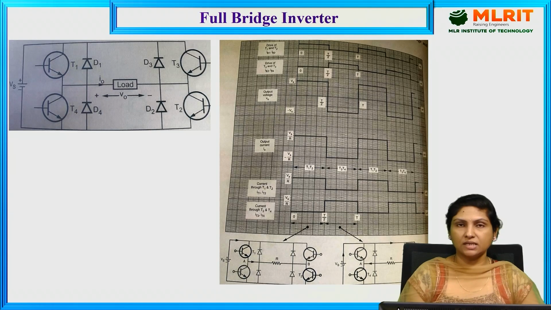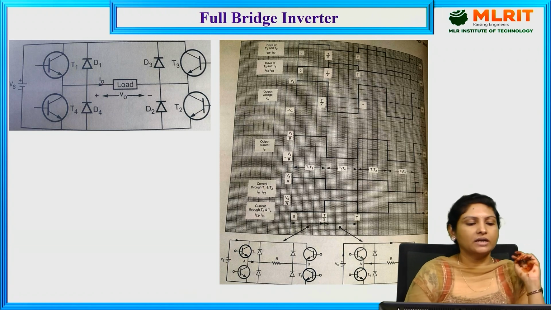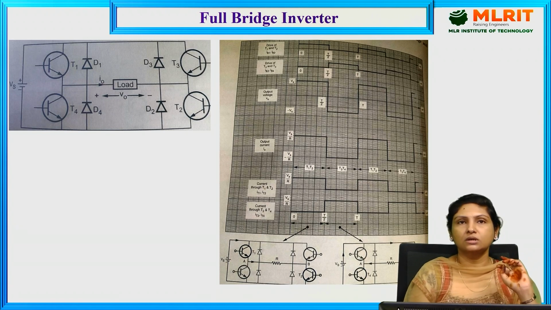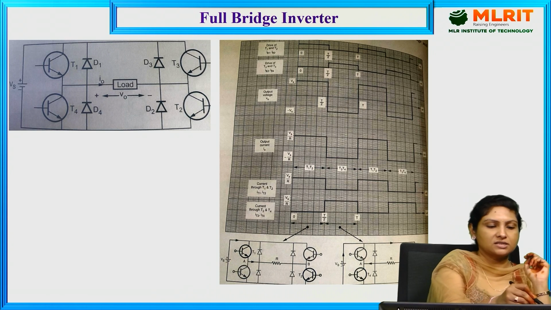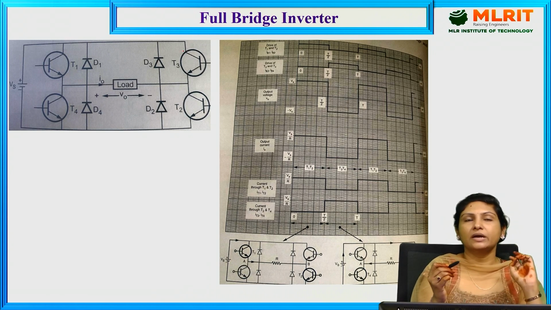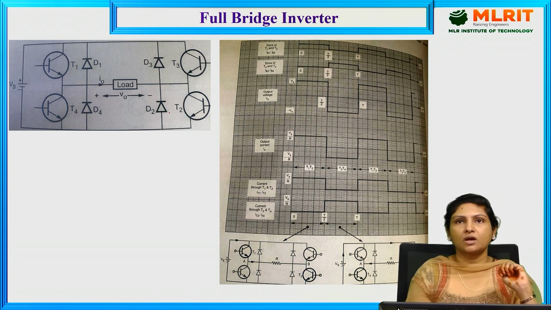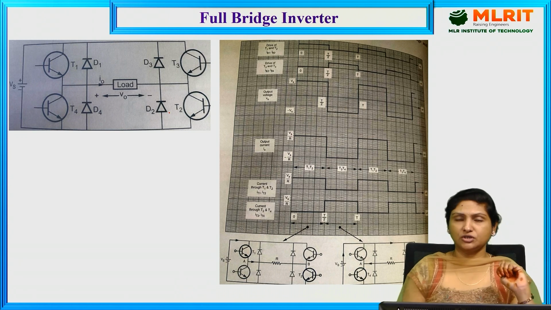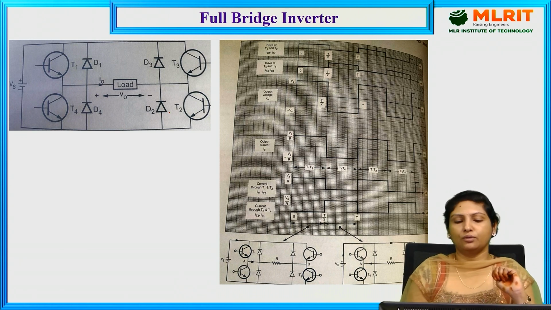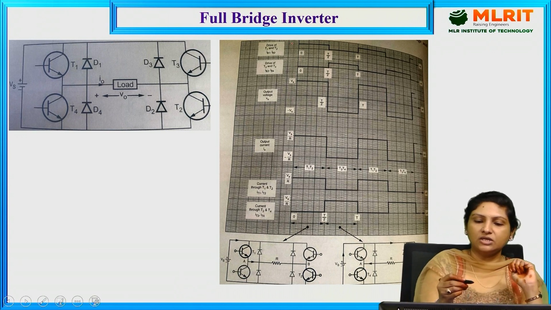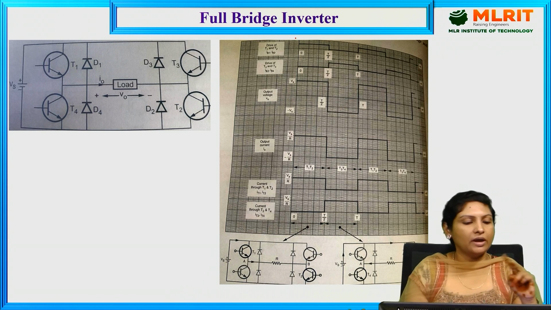In today's lecture, I'll be teaching the full bridge inverter. This full bridge inverter consists of 4 transistors, namely T1, T2, T3, T4, as well as 4 diodes, that is D1, D2, D3, D4. So, this is a full bridge inverter with resistive load.